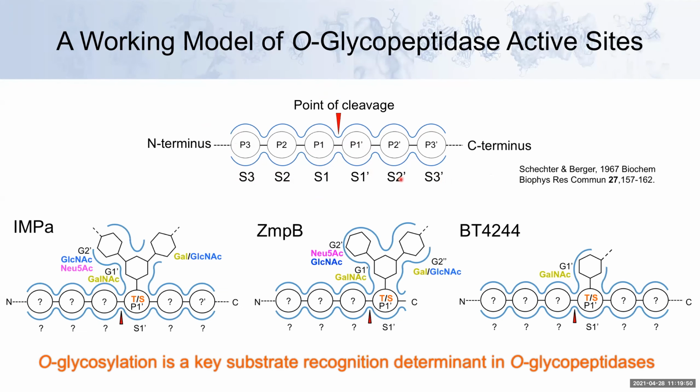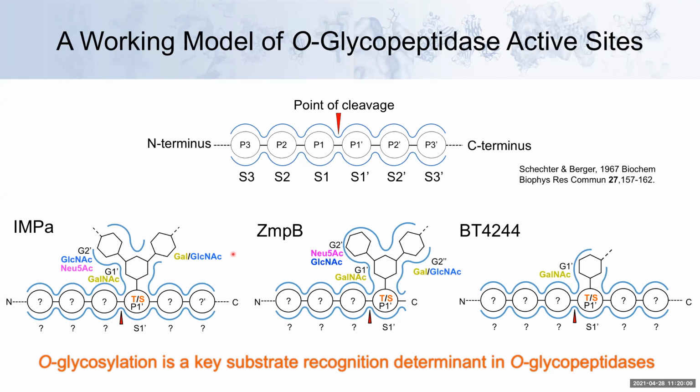This, of course, didn't apply to our enzymes. We were looking at something that was a little messier, something like this, where we had specific recognition of the glycans. Our P1' subsite would always be a threonine or a serine, and the point of cleavage would be N-terminal to this, kind of adapting this to what we were looking at.